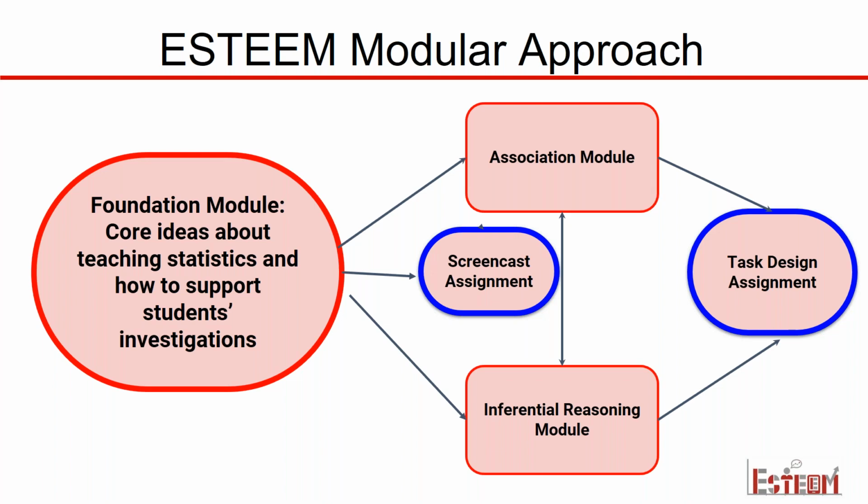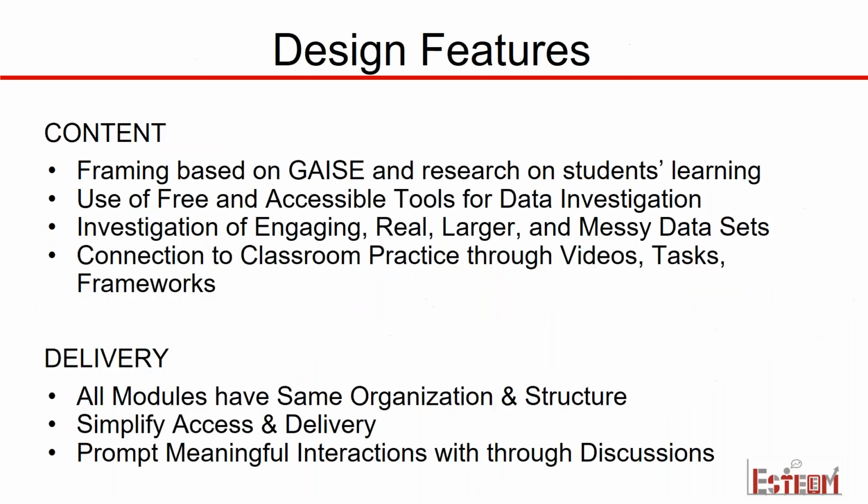The association module covers both categorical association and quantitative association, and the other covers inferential reasoning. Those 2 modules could be done in either order after the foundation module. And then in blue, you see that we have 2 different larger assignments. The modules definitely have some assignments in them, but we have these 2 assignments that live outside the modules that can be used along with any of the different modules.